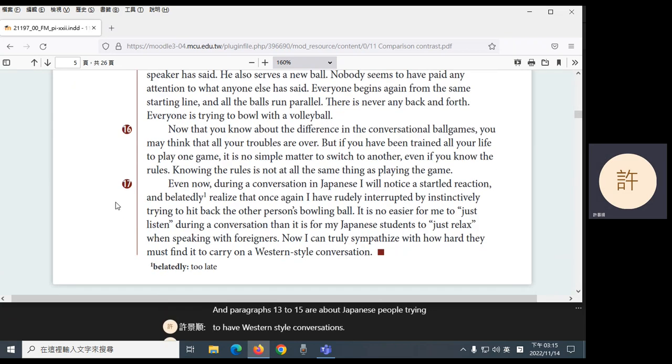16 and 17 are the conclusion. 16 tells you maybe you can't immediately change your conversation style, but paragraph 17 says you at least can sympathize with people who are facing these kinds of situations.